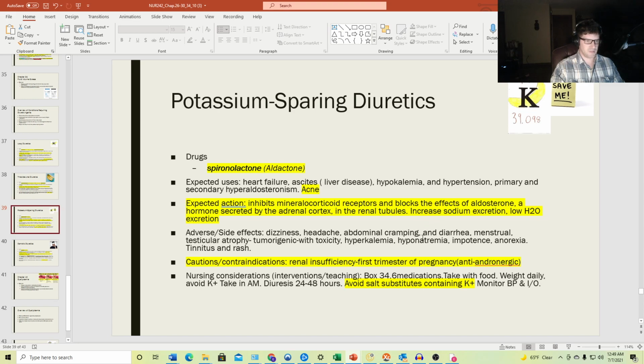Adverse side effects: dizziness, headache, abdominal cramping, diarrhea, menstrual something, doesn't say. Testicular atrophy, not good. Which we'll get into now that I notice that. Tumorigenic with toxicity, hyperkalemia, hyponatremia, impotence, anorexia, tinnitus, and rash.